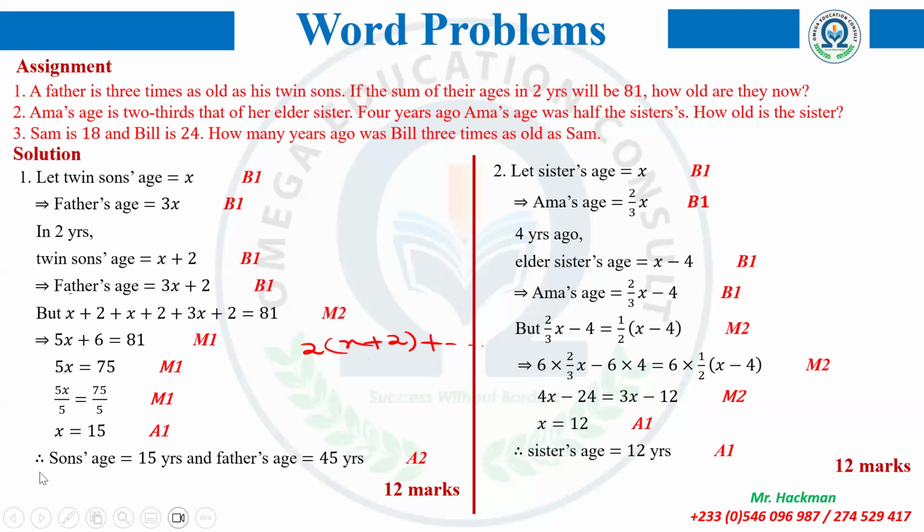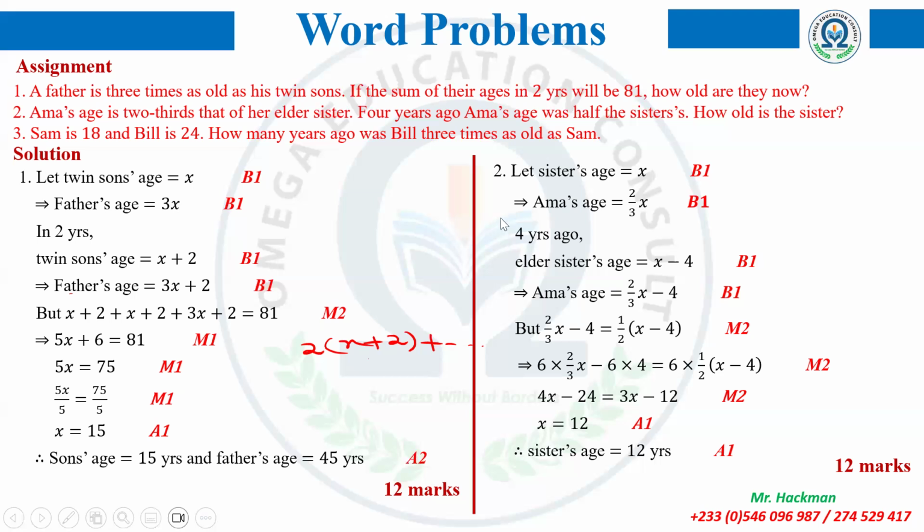So the son's age? It means the twin son's age will be 15 years because that is what we represented by x. And the father's age, remember, will be 3 times the x, which is 15. So it will be 3 times 15, which will give us 45 years. So your final answer will be A2.